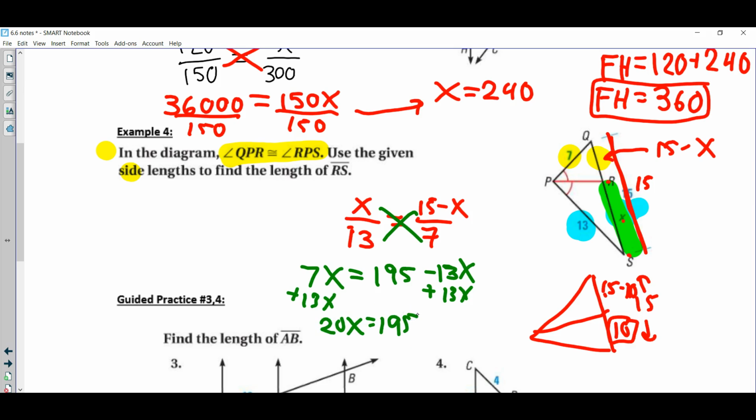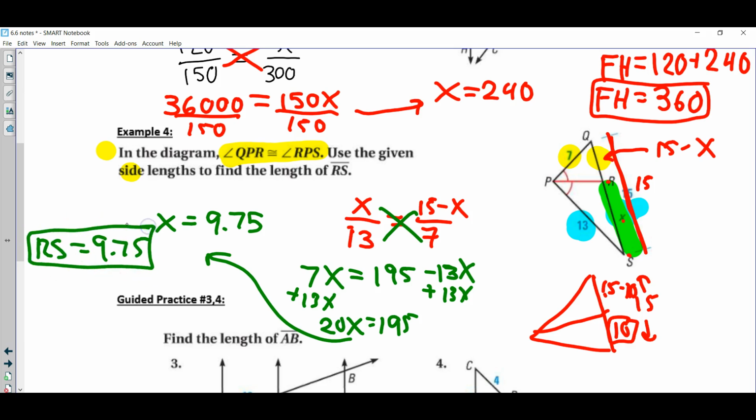And we're going to get our x value here, which I'm out of space, I'm going to write it over here. X is equal to 9.75. So that is indeed the length of our S. So I can actually, for my final answer, write RS equals 9.75, and we have our solution.